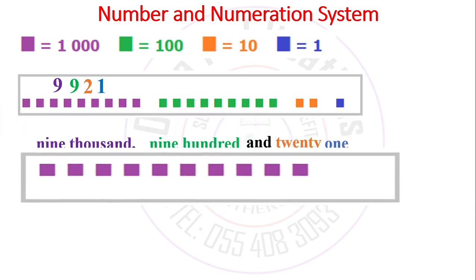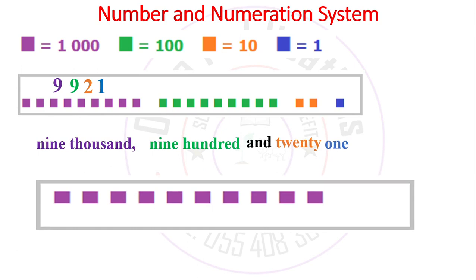Alright. Let's see this one. How many thousands do we have here? 1, 2, 3, 4, 5, 6, 7, 8, 9, 10. We have 10 of the thousands. How many hundreds? 0. How many tens? 0. How many ones? 0. So we now say 10,000. We see 10,000, nothing else.